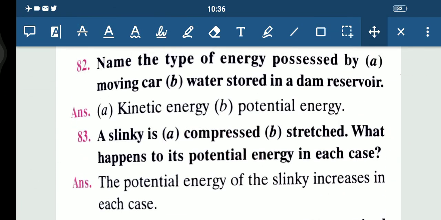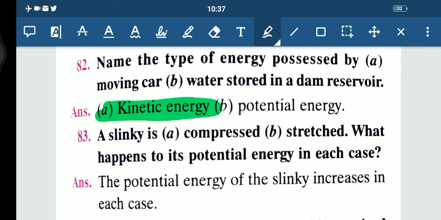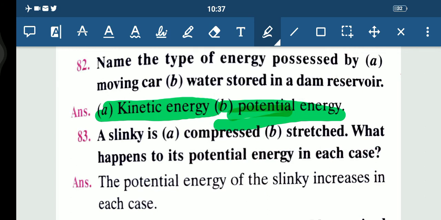Next is name the type of energy possessed by a moving car. The answer is kinetic energy here, beta. And what about the water that is stored in a dam reservoir? That is potential energy. So I hope it is clear.